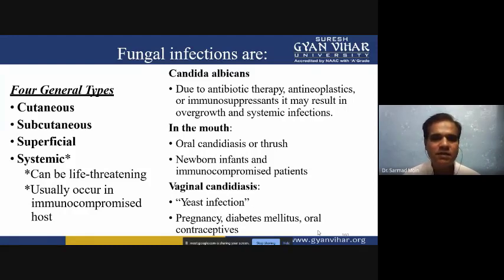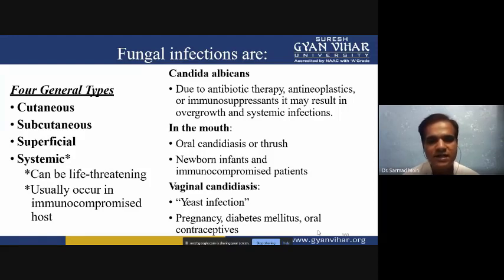Candida albicans is one type of yeast. Due to antibiotic therapy, neoplastic disease or immunosuppressants, it may result in overgrowth and systemic infection. Candida albicans can cause infection in the mouth, producing oral candidiasis or thrush, and it mainly targets newborn infants and immunocompromised patients.